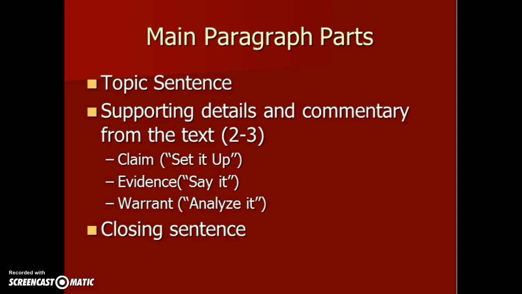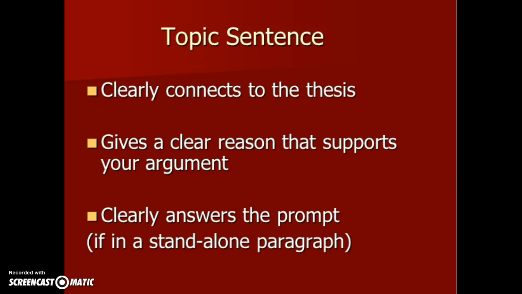Once you have given those, you will then end your paragraph with a closing sentence that wraps up your thoughts on the evidence. So now that we've looked at the main paragraph parts as a whole, we'll look at each of them individually.